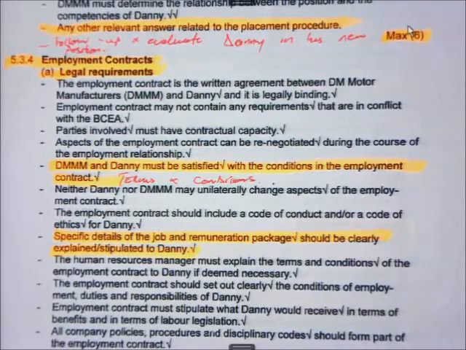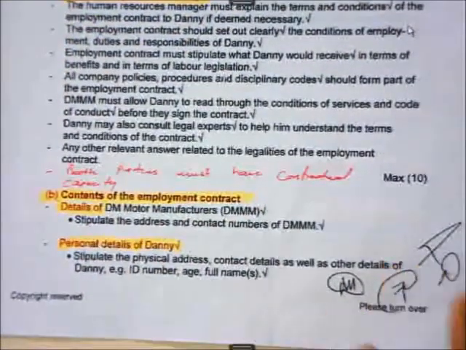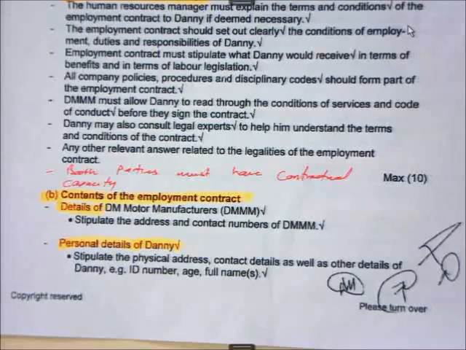Parties involved must have contractual capacity. We spoke about that. Aspects of the employment contract can be renegotiated. The employment contract should include a code of conduct and so on. There is other information that I may not have included there, but you can see all these are the legal requirements in as far as an employment contract is concerned. And then, like I said, most candidates confused legal requirements with contents of the contract.